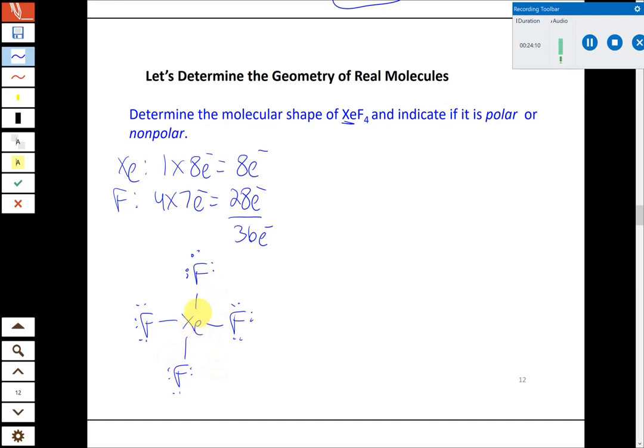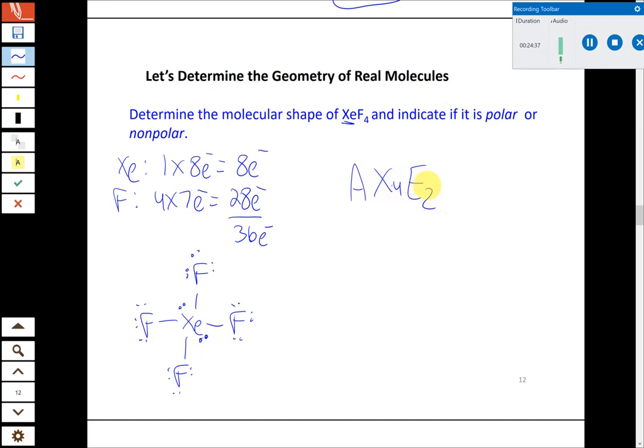That's 32 electrons. We had 36 total in this molecule, so that means we have 4 left. They're all going to go on the central atom, so we're going to put 2 lone pairs on the central xenon atom. That would be the correct Lewis structure for xenon tetrafluoride. Translating that into the AXE notation, that's going to be AX4, 4 fluorines bonded to the central atom, E2 for the 2 lone pairs, okay?